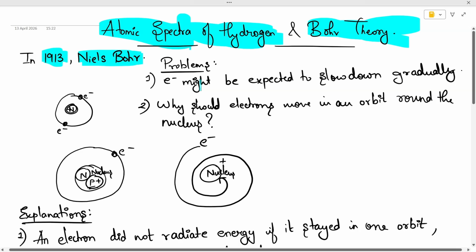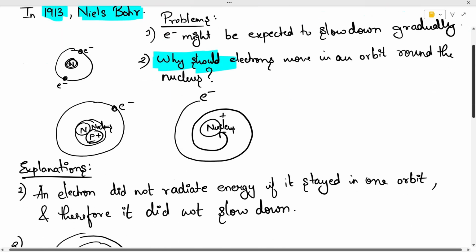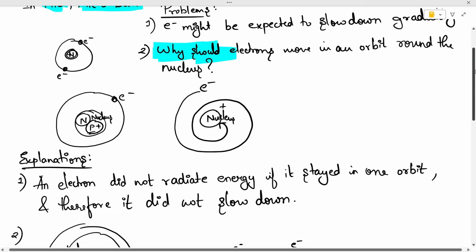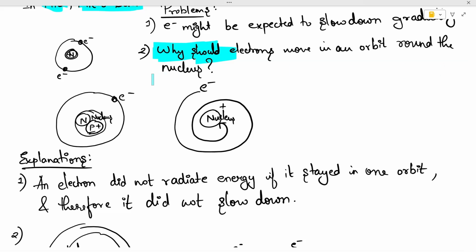The second problem that arose with this model was: why do electrons move in an orbit around the nucleus? Why don't they just stay at one place around the nucleus? And the third problem was that electrons are revolving around the nucleus. Okay, and the electron is negatively charged, whereas the charge on the nucleus is positive because of protons.